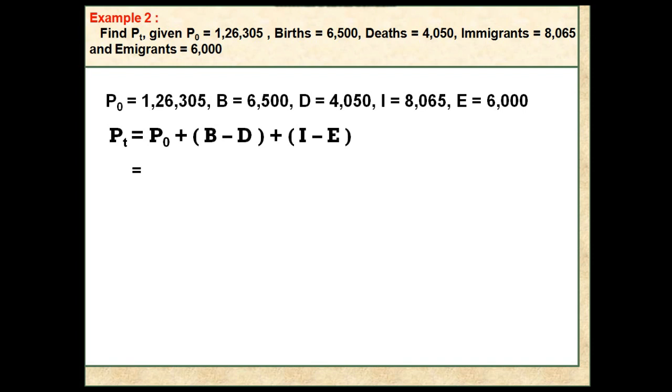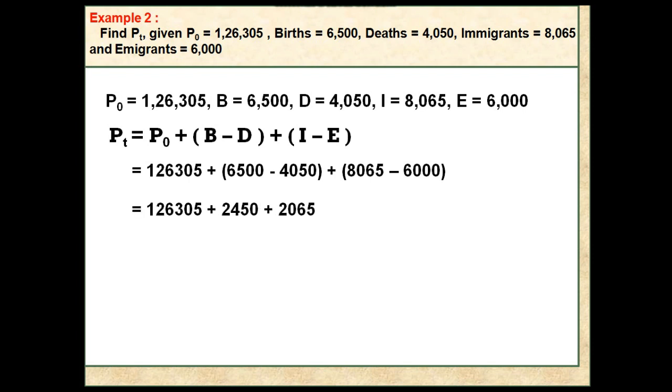After applying into the formula, we are getting 1,26,305 as P0, plus 6,500 as B, minus 4,050 as D, plus 8,065 as I, minus 6,000 as E. That means 6,500 minus 4,050 is 2,450. 8,065 minus 6,000 is 2,065. It is nothing but 1,26,305 plus 2,450 plus 2,065. We are getting the answer as 1,30,820.